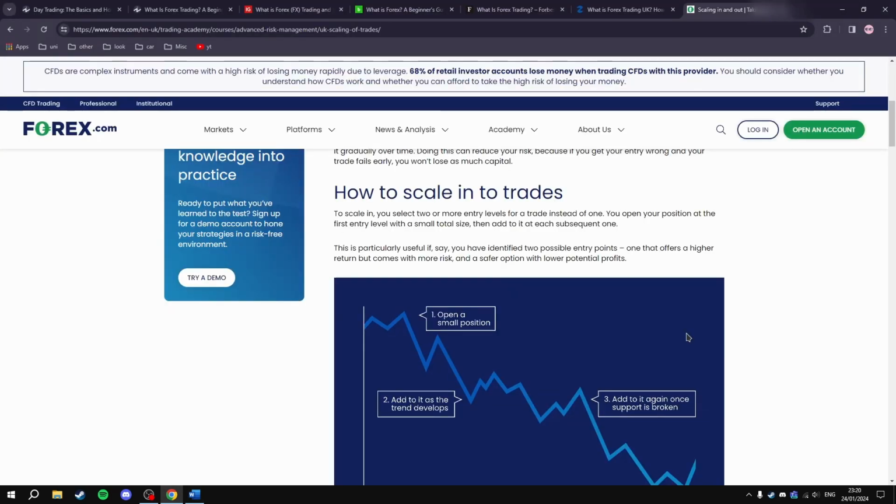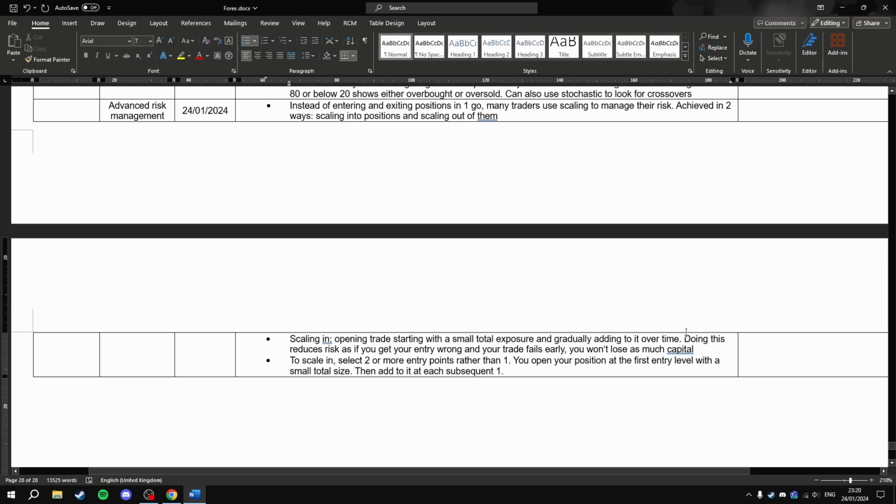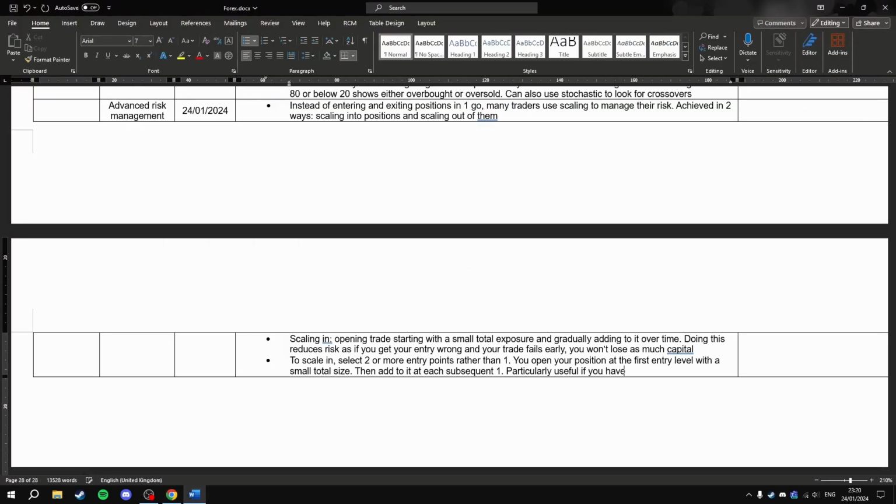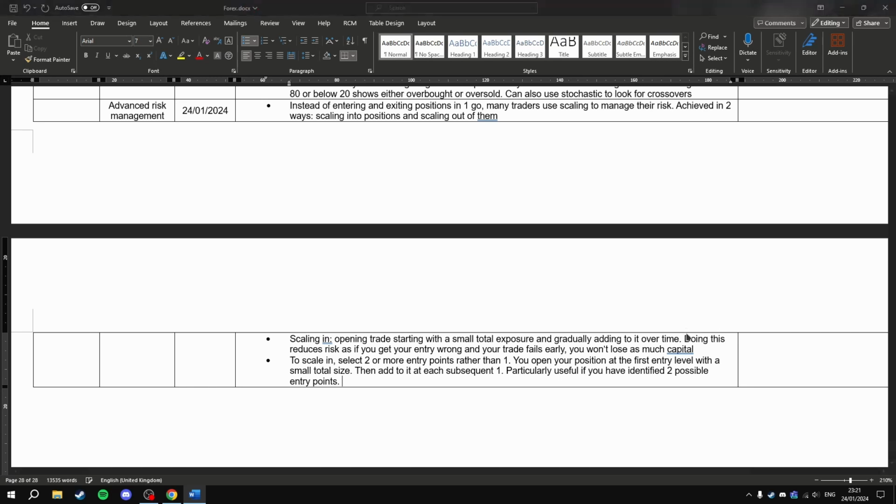This is particularly useful if, say, you have identified 2 possible entry points.